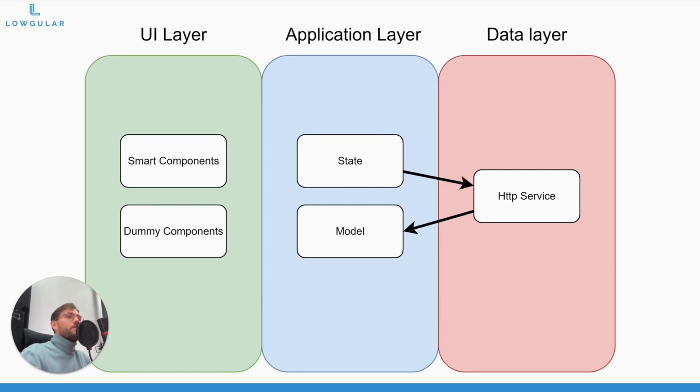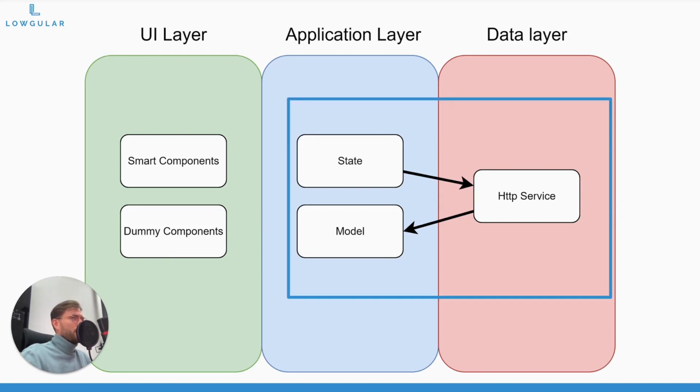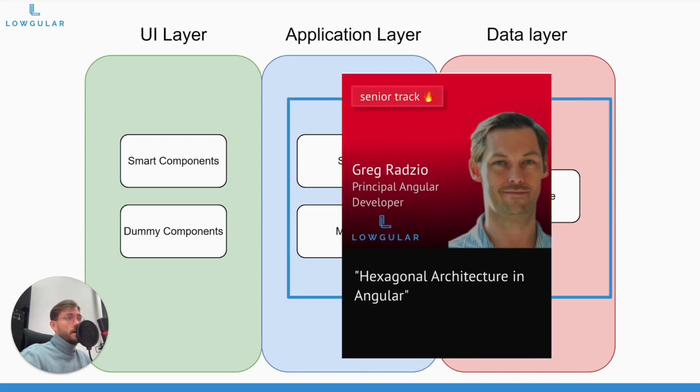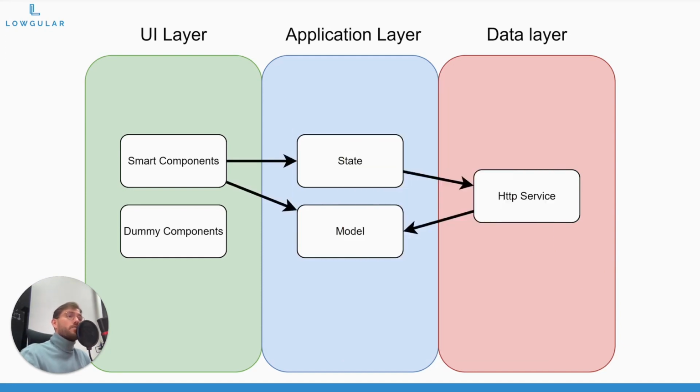Here we have a typical layer composition. We have UI layer, application layer, and data layer. Here we have a little mess, but I will not cover this part because I would like to focus on the UI layer. But luckily tomorrow Greg Radio will tell you more about architectures and how to connect entities in an Angular application. But let's get back to the topic.